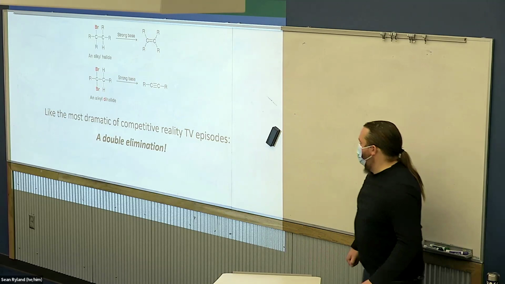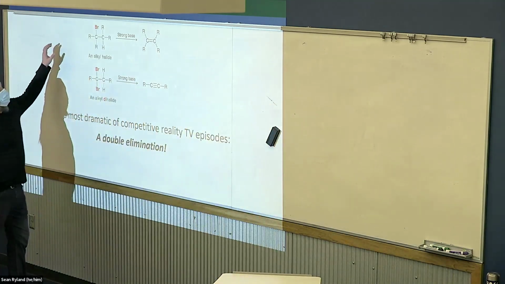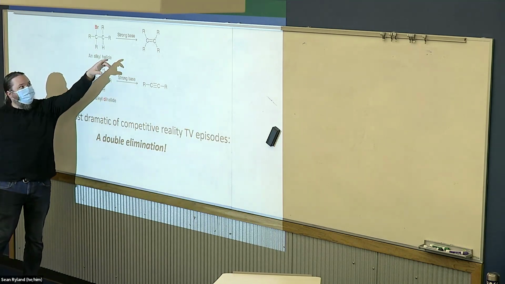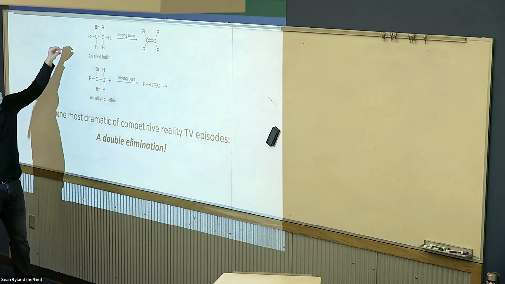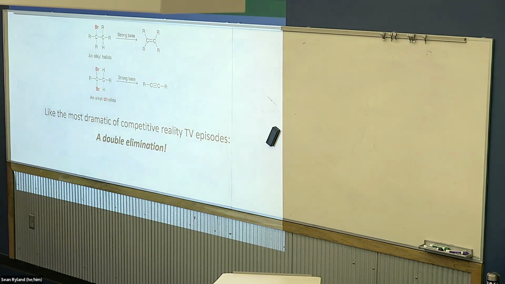If we want to make an alkyne, basically, if we wanted to make an alkene, we would just take an alkyl halide, give it a strong base, and do an elimination. We want to make 2 pi bonds, we just do a double elimination.